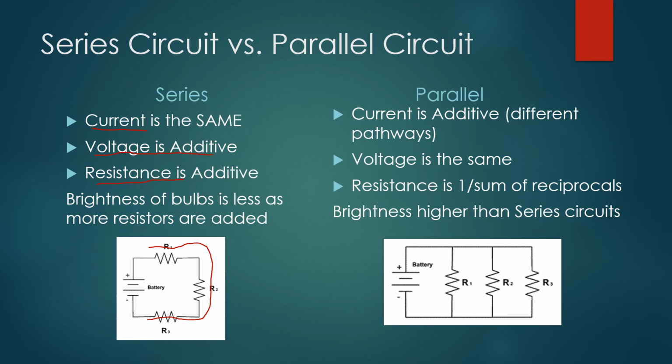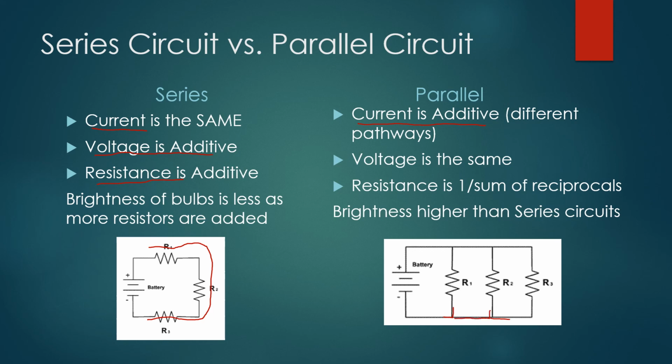So since the voltage is additive, every time you add another resistor into a series circuit, you're dimming the other resistors in that circuit because they're not getting as much. Looking over at parallel, since that current splits every time it hits a resistor, it has different pathways, right? So the current's going, it splits. So we have different current going through each resistor.